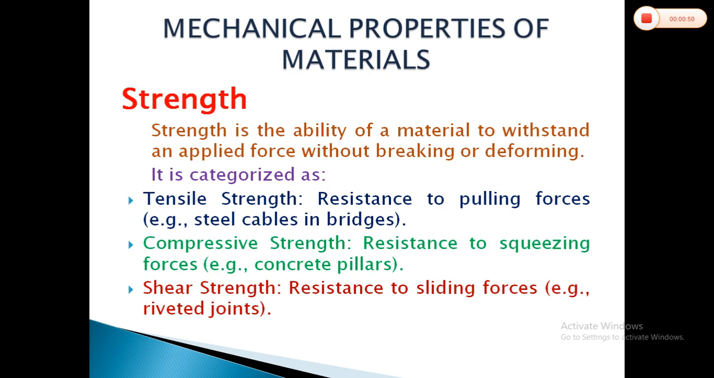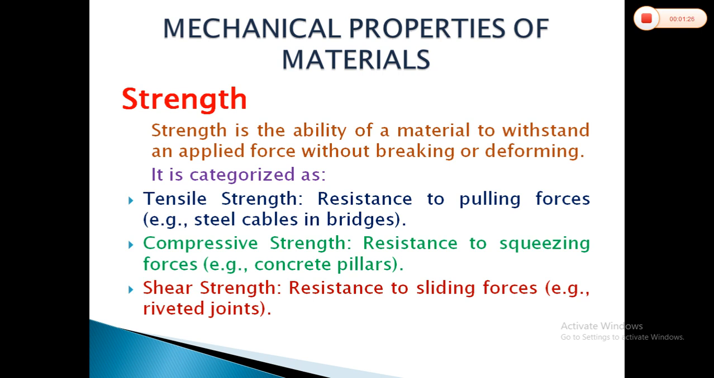First one is the strength. Strength is the ability of a material to withstand the applied force without deformation. Each material has its own property of resistance force, with which the material offers resisting force against deformation. It is called strength of a material. It is categorized as tensile strength, compressive strength, and shear strength.